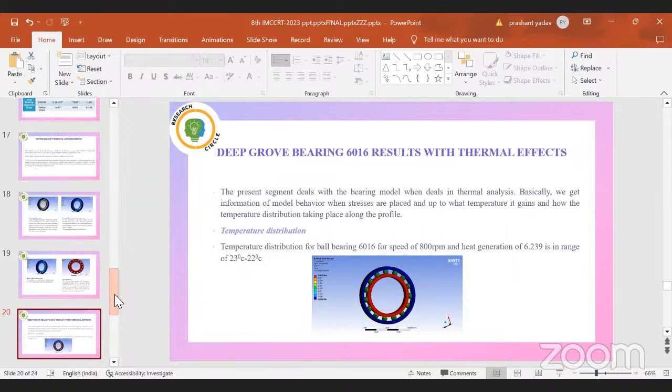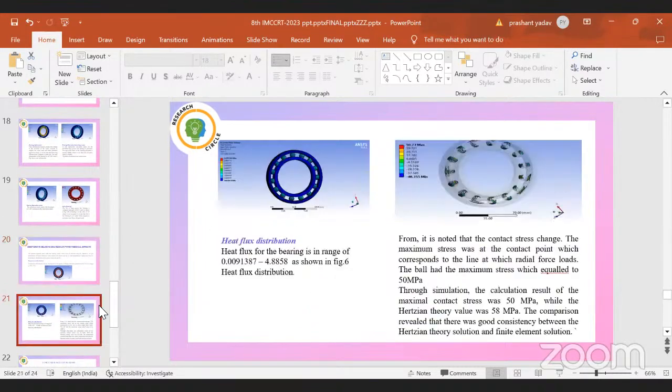So this is our actual result. And one is heat flux distribution. Sir, how much heat flux distribution is happening in the bearing model? Heat flux for the bearing is in the range of 0.009387 to 4.8856, as shown in the figure of heat flux distribution. And the last photograph is contact distribution, the contact distribution analysis.